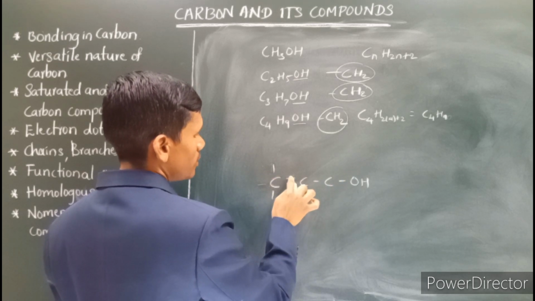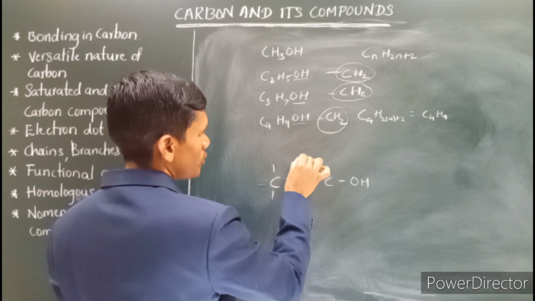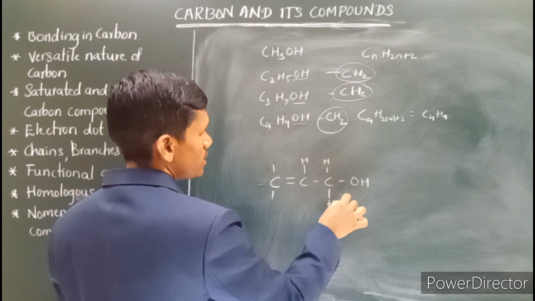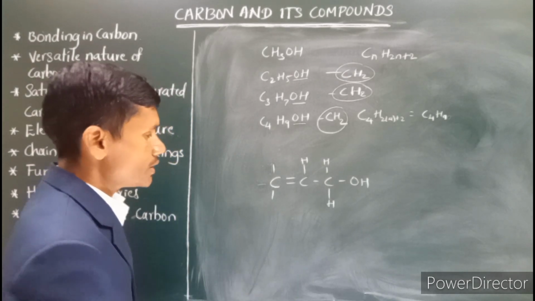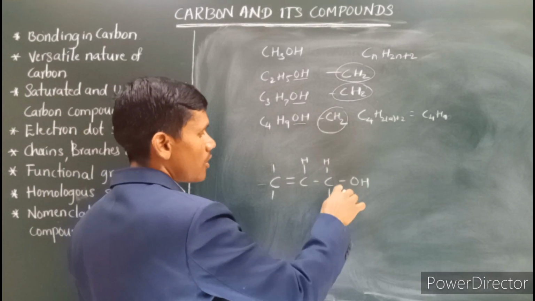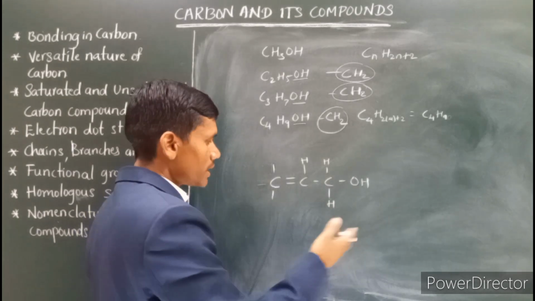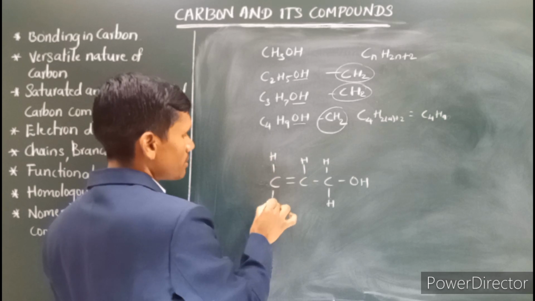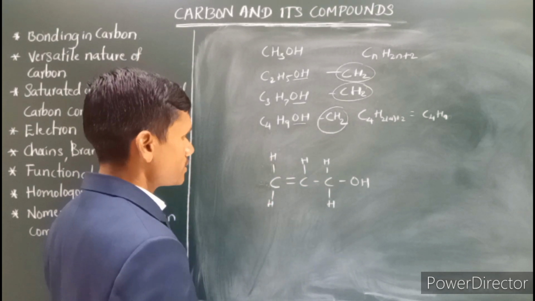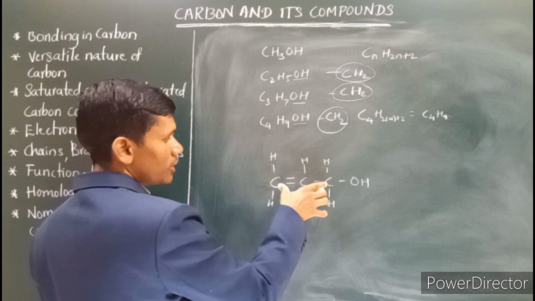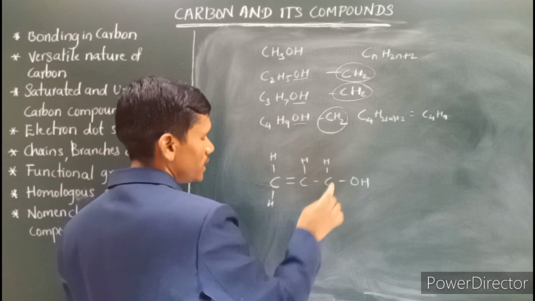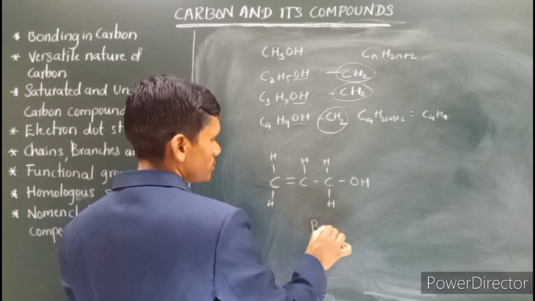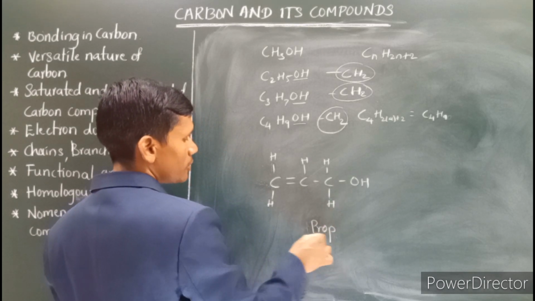Here 1, 2, 3, 4. This is one more hydrogen I'll write here. Here two bonds are there, so here two hydrogen I'll write. One OH group is there. Means according to the rules, all four bonds are satisfied for each carbon atom here. Now we don't know what type of carbon compound we have written. Now we will name it. How? Just count the number of carbon atoms here. 1, 2, 3. 3 carbon atoms means what? Prop. First name is prop.